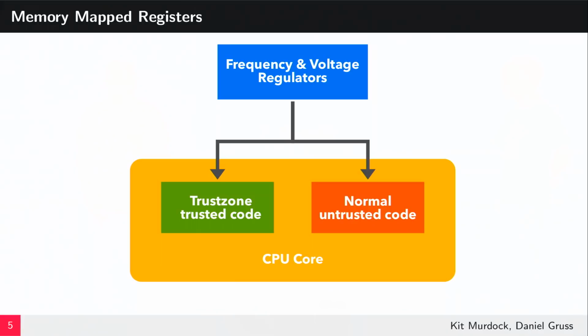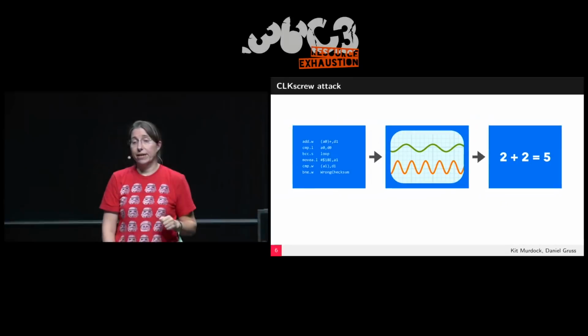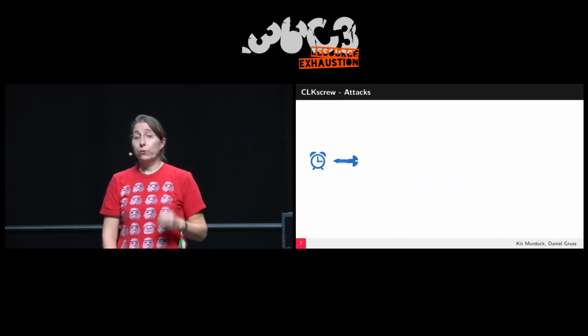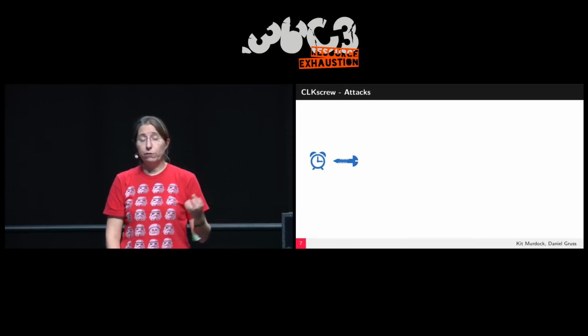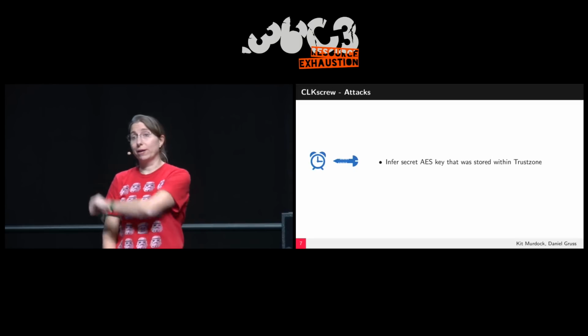And that's what this wonderful Clockscrew attack did. But they found something else out, which is, you may have heard of TrustZone. TrustZone is an enclave in ARM chips that should be able to protect your data. But if you can modify the frequency and voltage of the whole core, then you can modify it for both TrustZone and normal code. And this was their attack. In software, they modified the frequency to make it outside of the normal operating range, and they induced faults. And so in an ARM chip running on a mobile phone, they managed to get out an AES key from within TrustZone. They should not be able to do that.